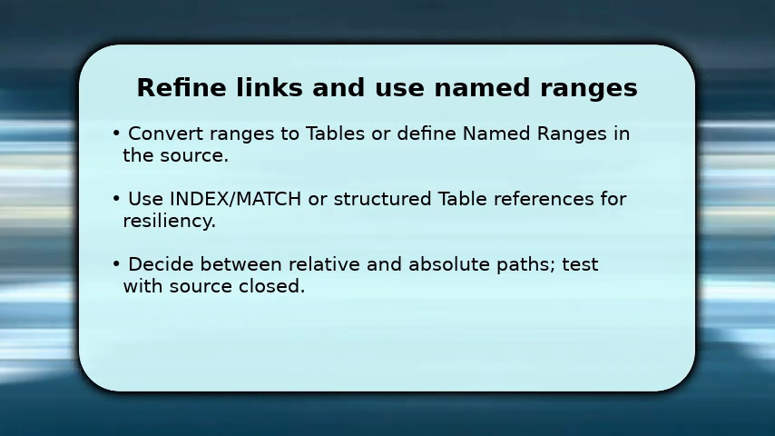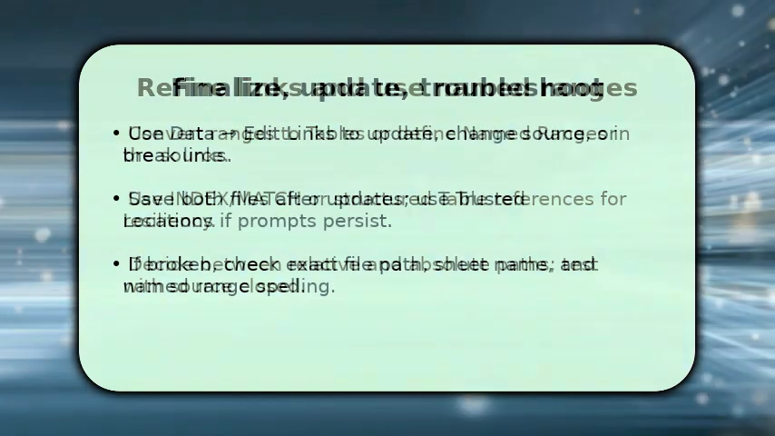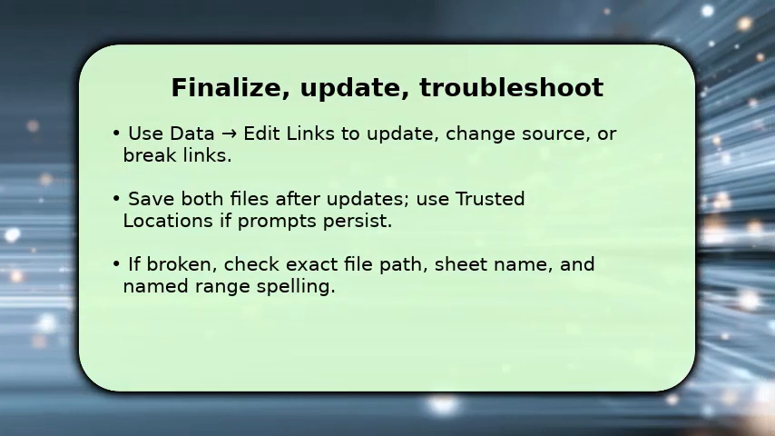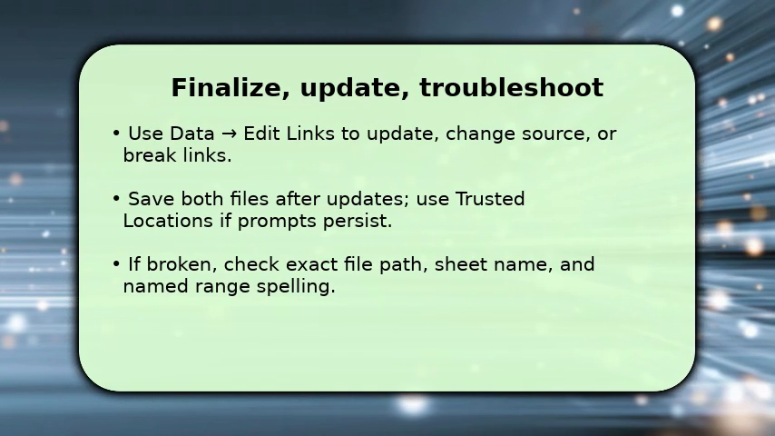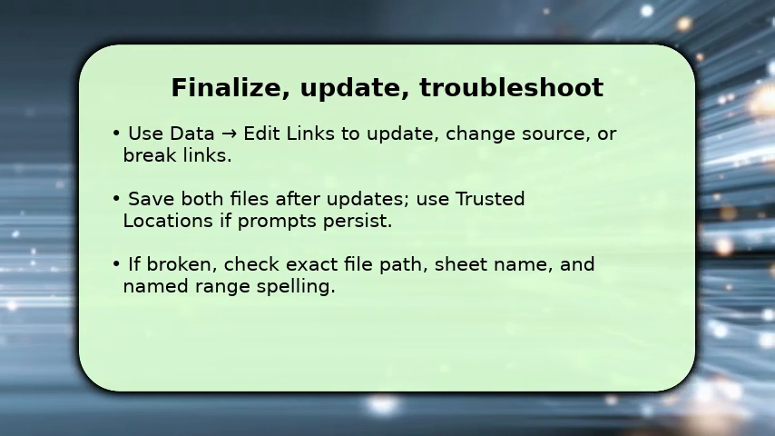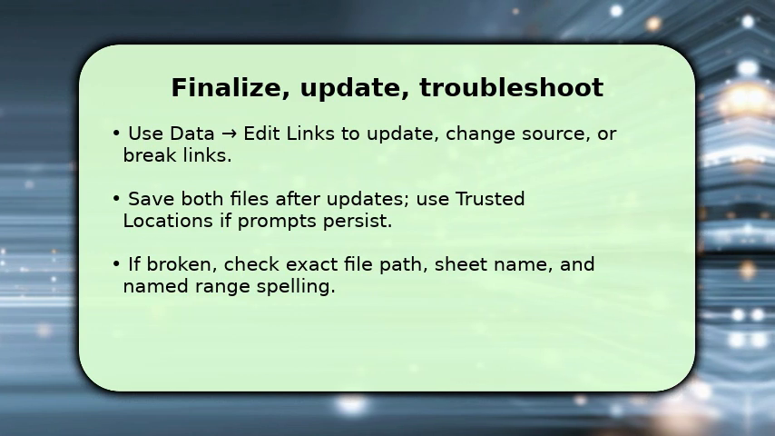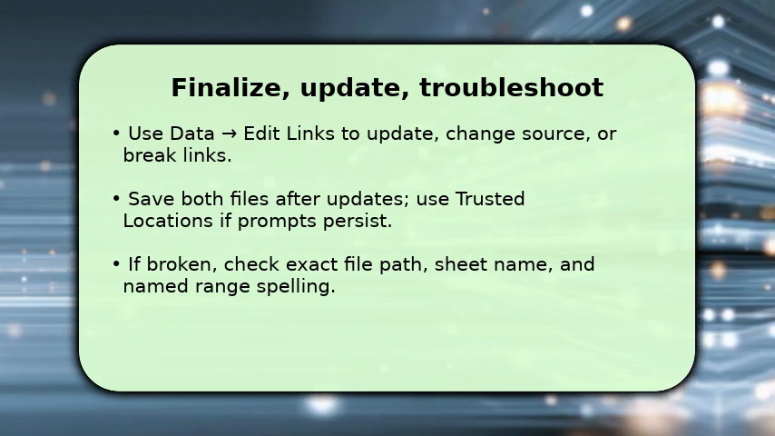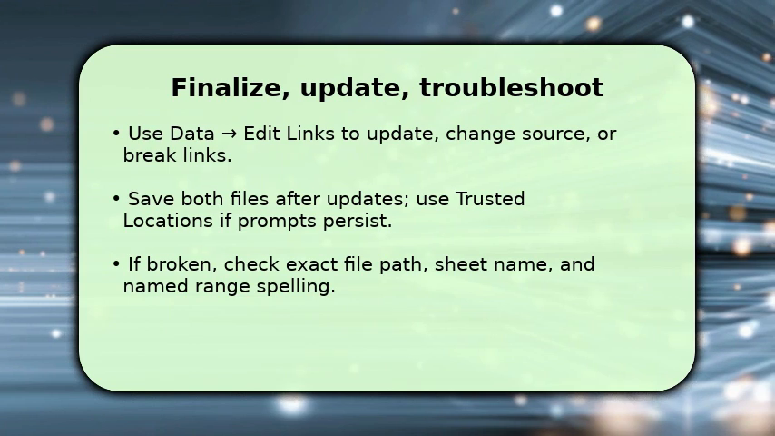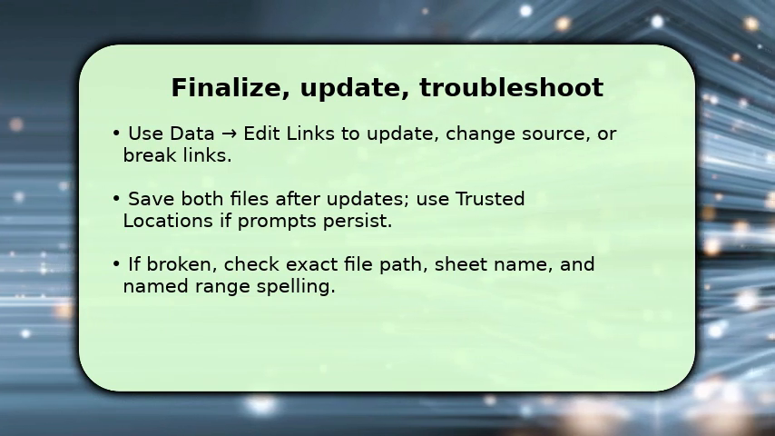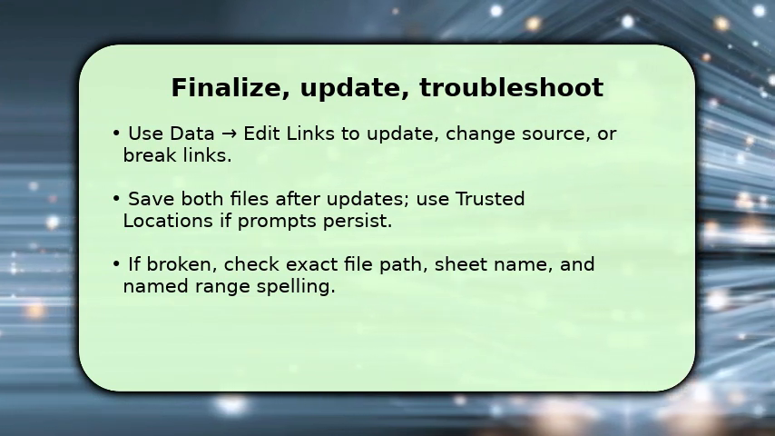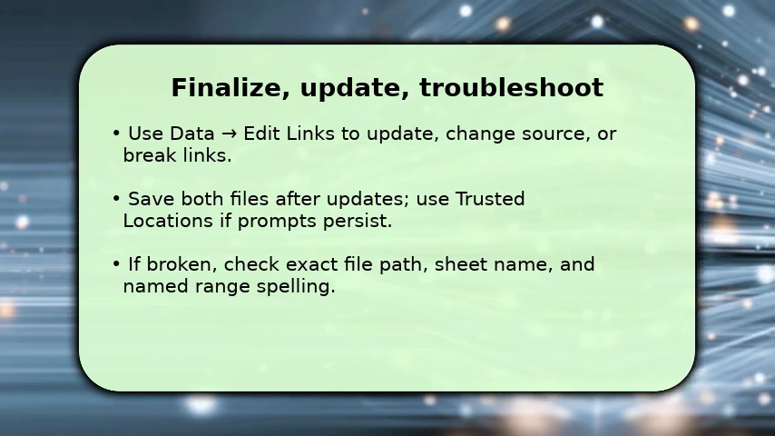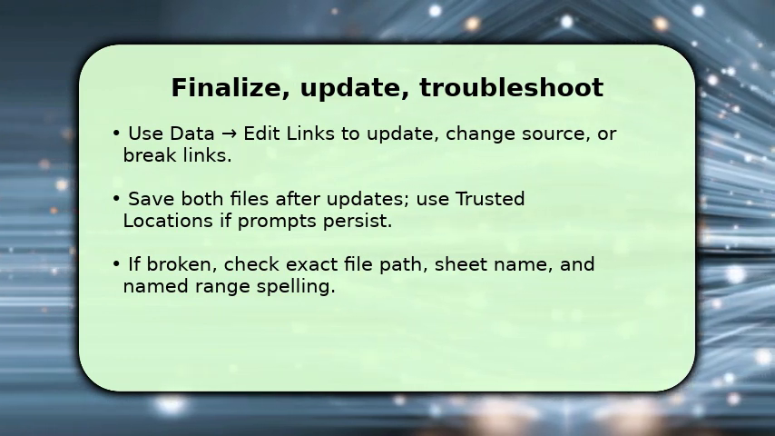To finish, use Data, then Edit Links to update, change source, or break a connection. Updating pulls the latest values without retyping formulas. Save both workbooks and consider placing them in a trusted location to avoid security prompts. If links fail, make sure the file path, workbook and sheet names, and any named ranges are spelled exactly. Relative paths change when moving folders.